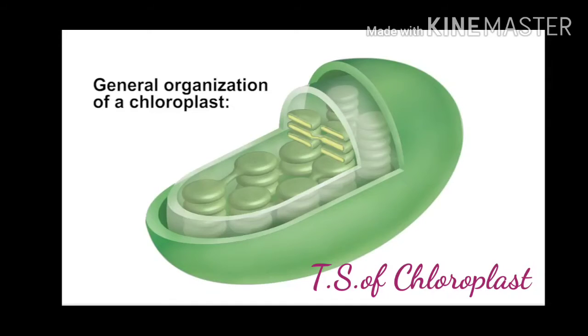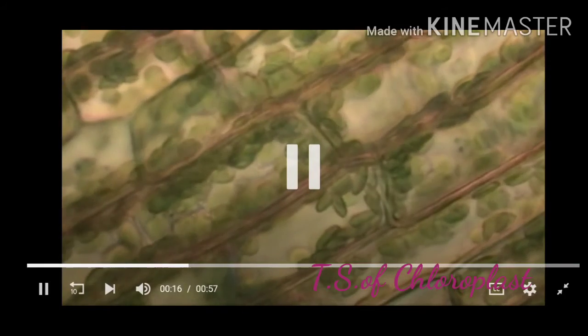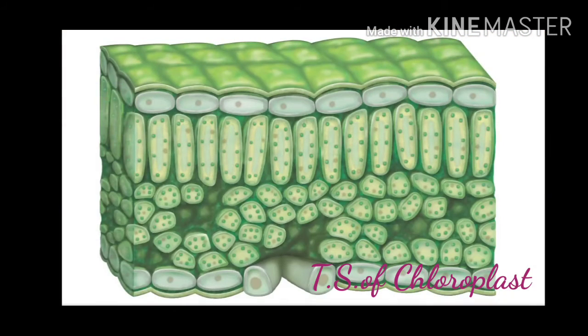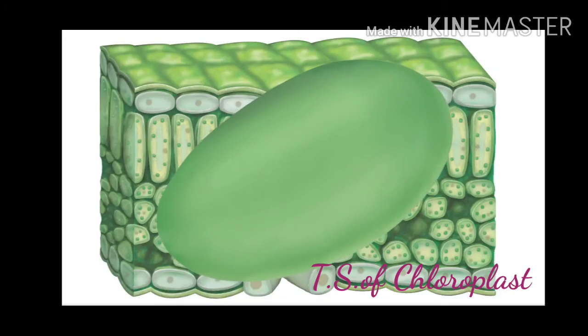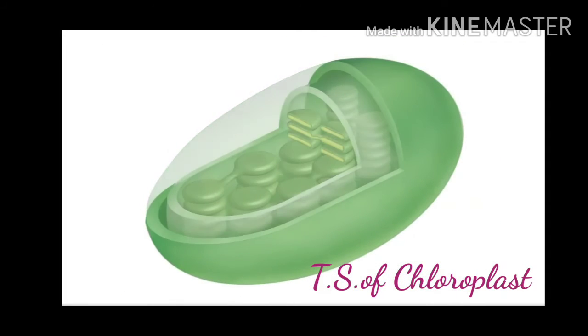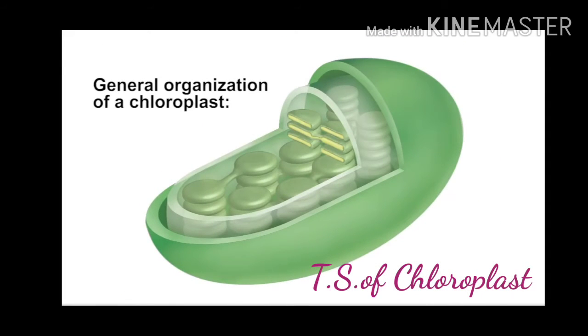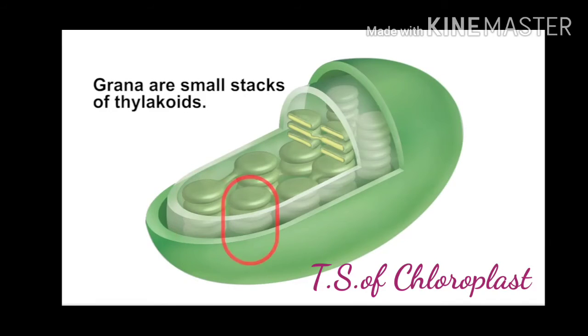So, here in detail, we are going to learn about the transverse section of a chloroplast. Chloroplasts are found more in the mesophyll tissue when we take the transverse section. A single chloroplast is oval in shape. When we cut it and open, we find an outer membrane and an inner membrane.